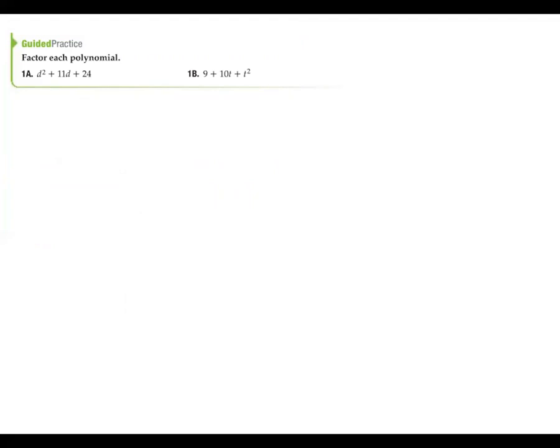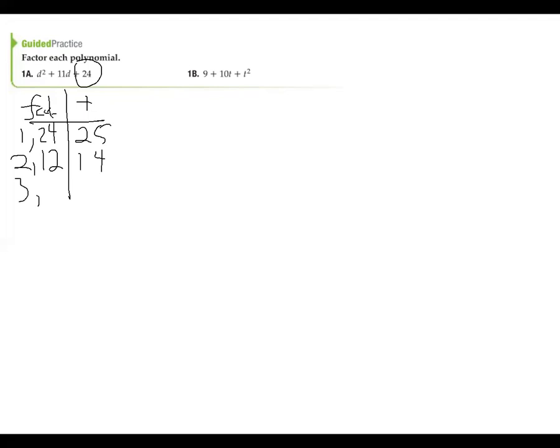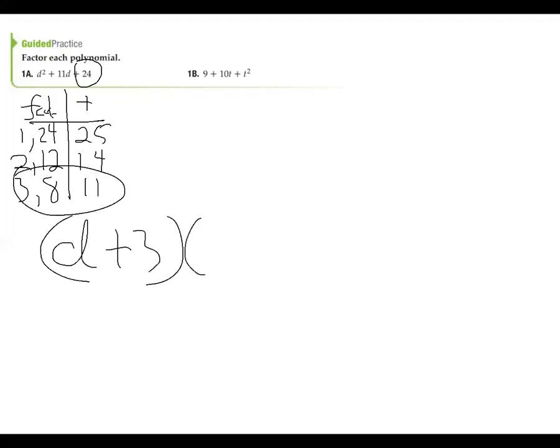All right, we're back. So this one, I need two factors that multiply to 24 and add to 11. So I could do 1 and 24, but that adds to 25. I could do 2 and 12, but that adds to 14. I could do 3 and 8, and that adds to 11. So my answer would be d plus 3 times d plus 8.